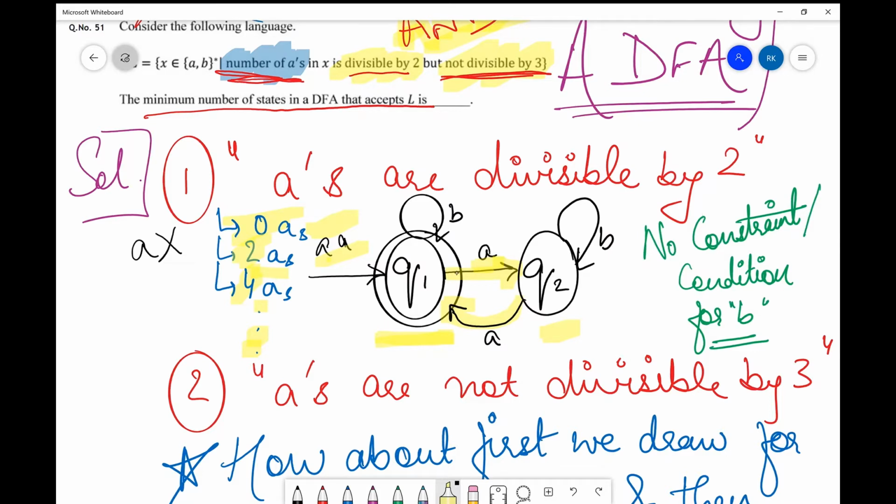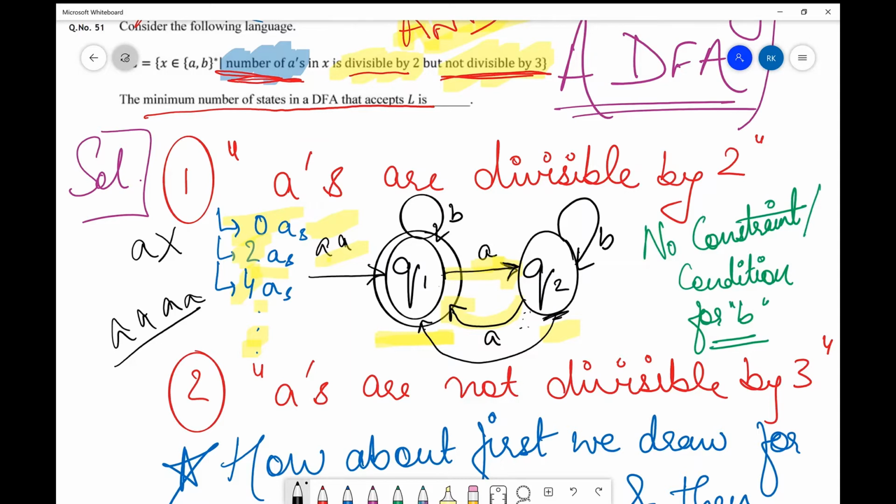See how it is accepting: Q1 is accepting AA. Then again, when you add another A, you reach the string AAA. After 2 A's, if you add another A, you reach this Q2 state, and it is not accepting it. Again, when you add another A, you get the string AAAA, and you reach this Q1, and this will accept it. So we have drawn this DFA for A's divisible by 2.